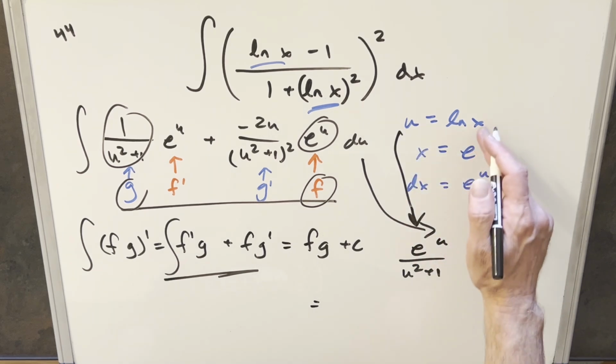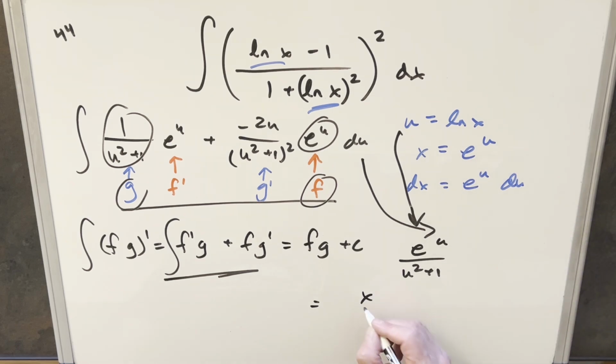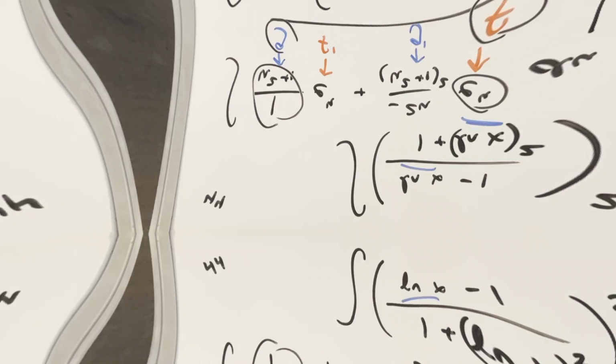When we plug in ln x, e to the ln x just reduces to x. And then we plug in ln x here, so we have ln x squared plus 1. For our final solution, we just get x over (ln x) squared plus 1, plus c, and that's it.